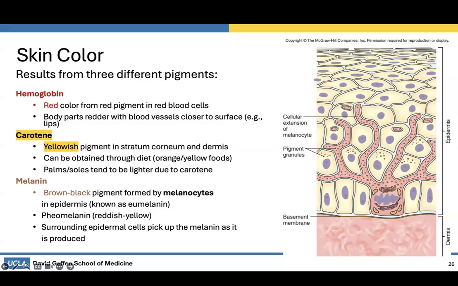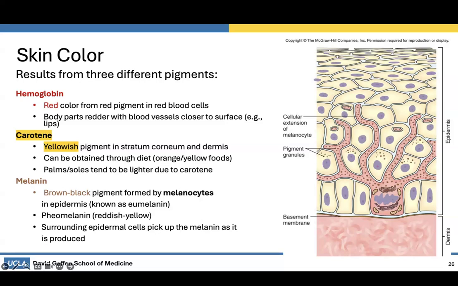Carotene is a yellowish pigment found in the stratum corneum and the dermis. Carotene can be obtained from eating certain foods that contain an orange or yellow color. The palms and soles tend to be lighter due to increased amounts of carotene.